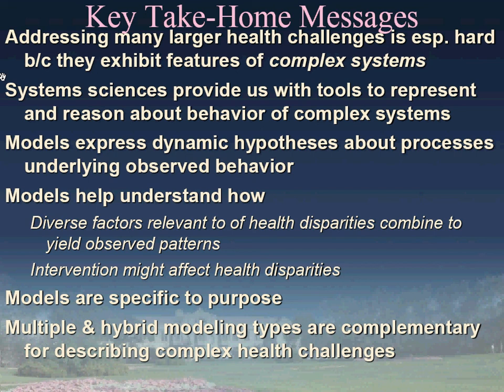Models help us understand how diverse factors related to health disparities combine to yield observed patterns, and how interventions might affect health disparities. They're specific to purpose, like math, remember, and like maps, they are wrong, they are incomplete, but they help us behave more reliably and usefully in the world. And the multiple and hybrid modeling types we'll be getting to next are complementary in characterizing complex health.